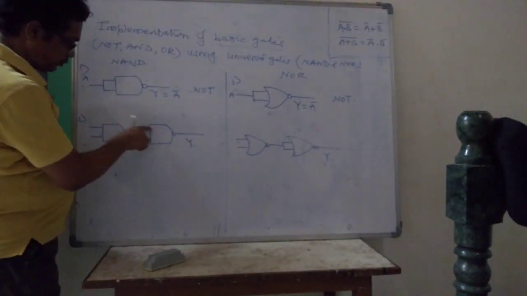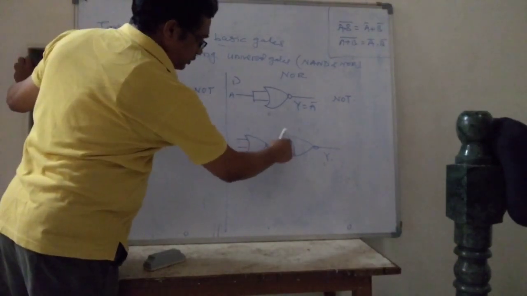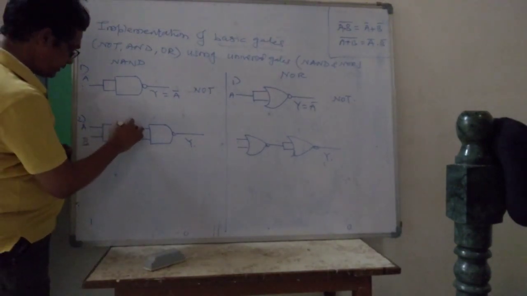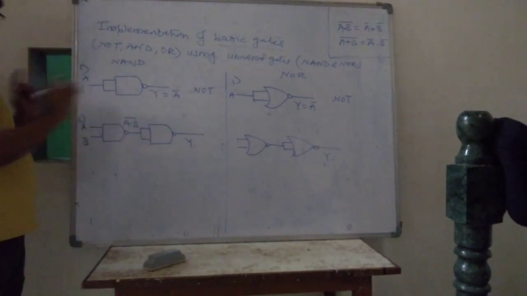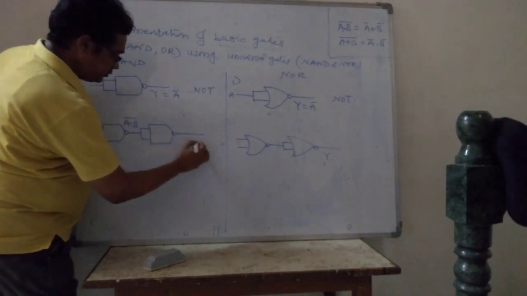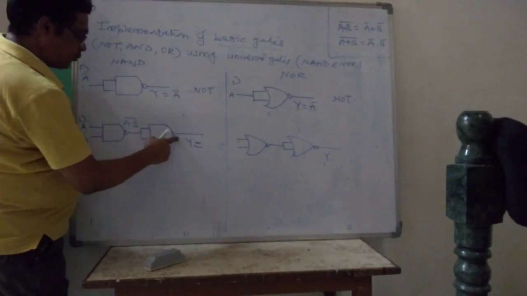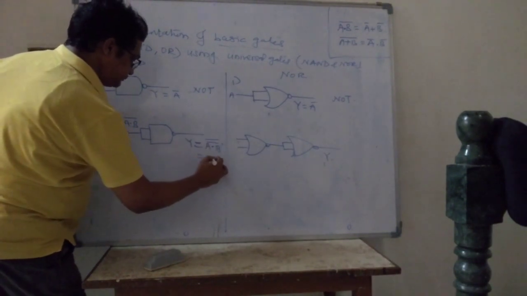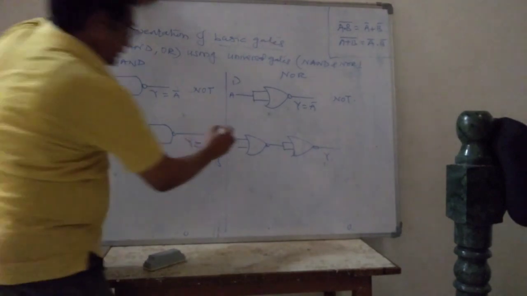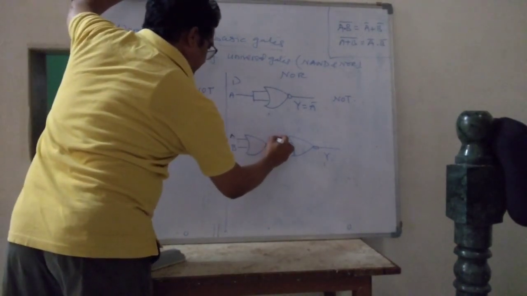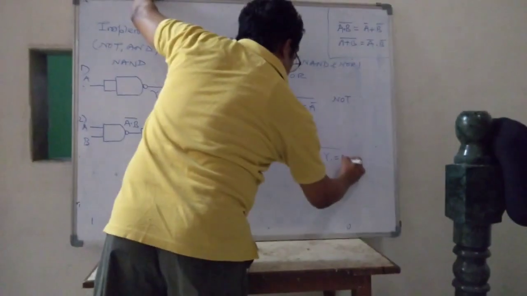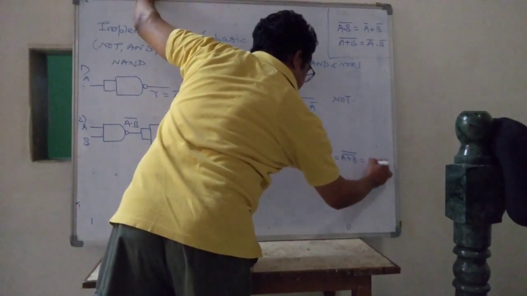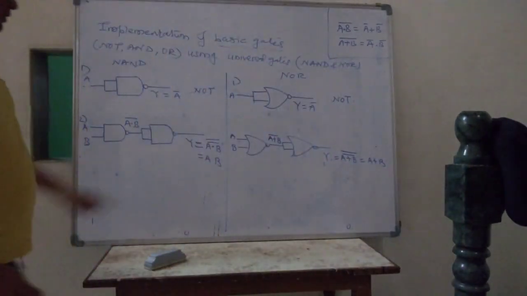Here the output of the first gate goes to the second gate, so you have to short both inputs of the second gate. Suppose this is A, this is B. What will be the output of the NAND gate? (A dot B) bar. We know the output of a NAND gate. Now the output is the complement of the input. This is the input, and its complement. Here it is (A plus B) bar. The output is the complement of the input, so we get double bar A plus B, and double bar A dot B.